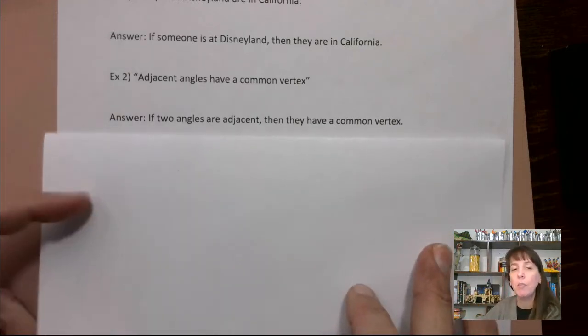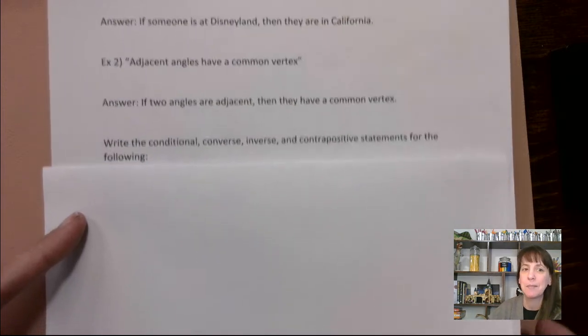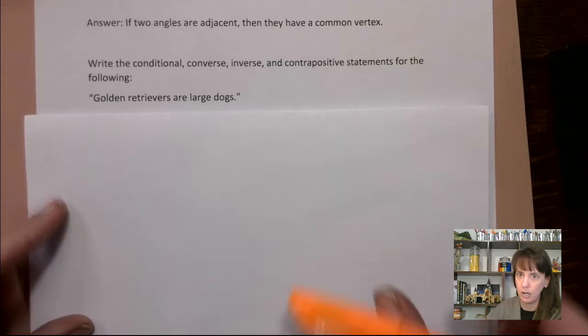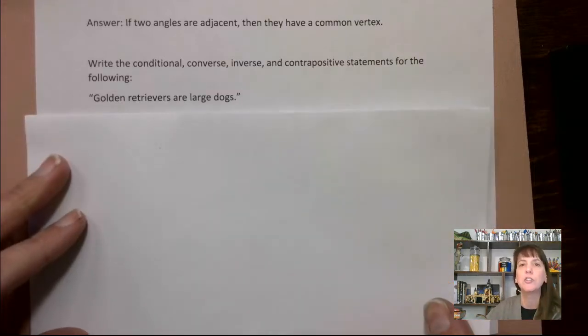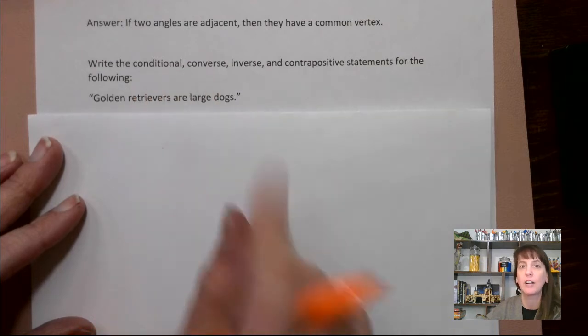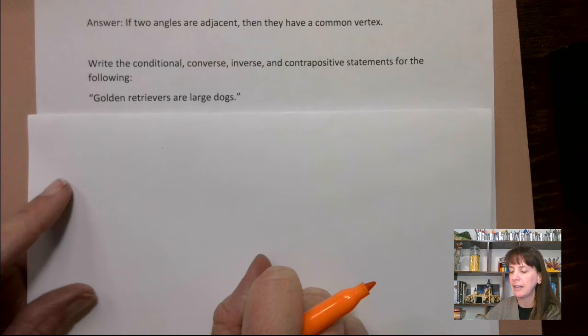Okay, so now what we're going to do is write the conditional, converse, inverse, and contrapositive statements for the following. All right, golden retrievers are large dogs. So the first thing we want to do is our conditional statement, our if-then. So give it a shot and let's see if you did it right.